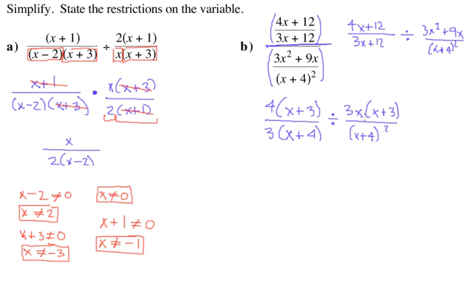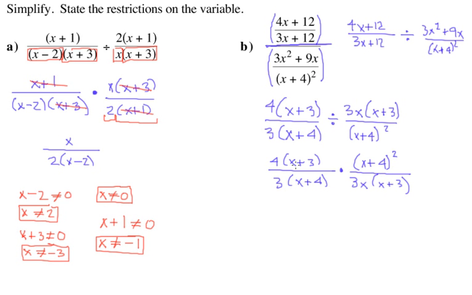Okay. Now we're told to divide. I'm not going to. I'm going to change this to a multiplication and flip the second fraction. So we have 4 times x plus 3. Nothing happens on the left-hand side. Times the x plus 4's go upstairs. And the 3x and x plus 3 go downstairs.